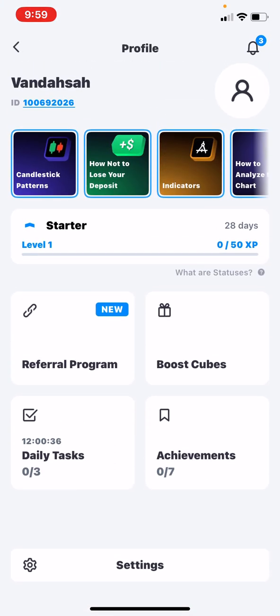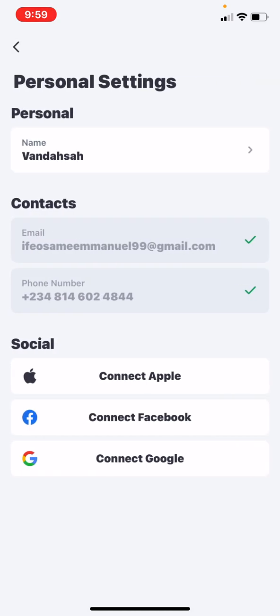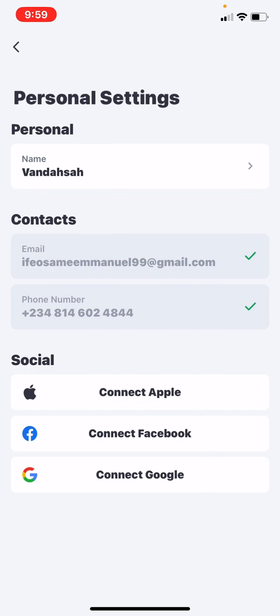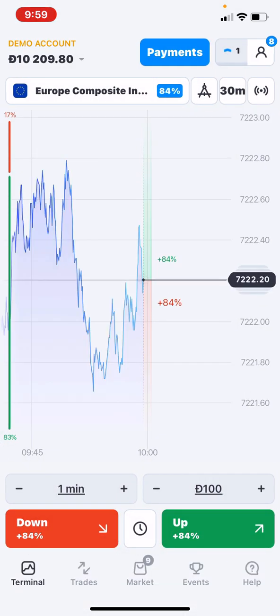Immediately after you've registered, I will advise you to verify your email and your phone number first to make your account safer. So now let's move into the platform.